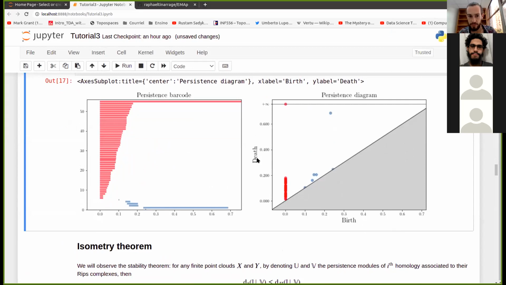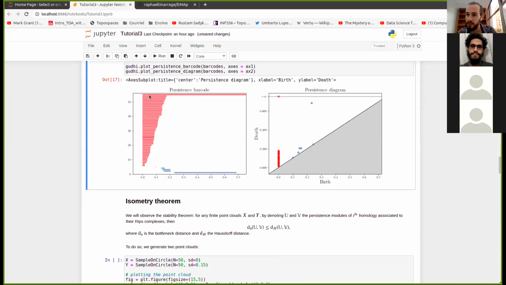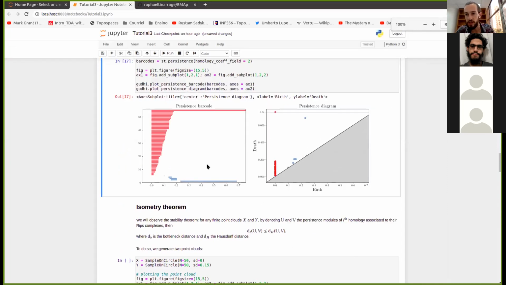What you can read on the barcode is a lot of small red bars and a large red bar. This is the zero homology feature of our data set, the most important, meaning one connected component. I can see some topological noise and a long blue bar. This is H1. So if I were to interpret this barcode, I would say my H0 has dimension 1 and my H1 has dimension 1. So this is basically a circle, homology wise.